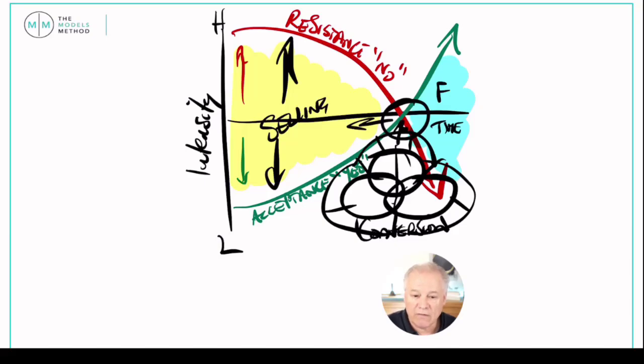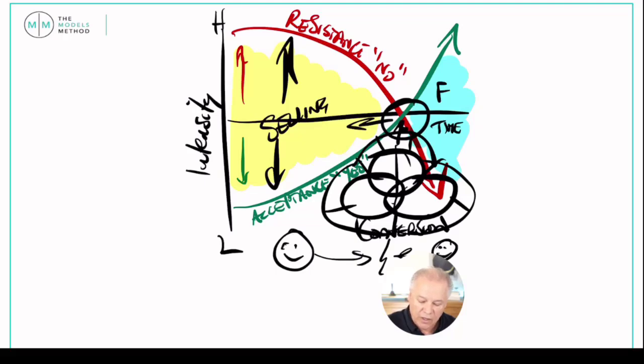I could draw that for you. Oh, that's interesting. The acceptance curve has started to go up, the resistance curve has started to come down, and as the two of you, instead of going head to head with that resistance in the middle, look at the model together, you're actually building this thing between you. These curves continue to reverse.